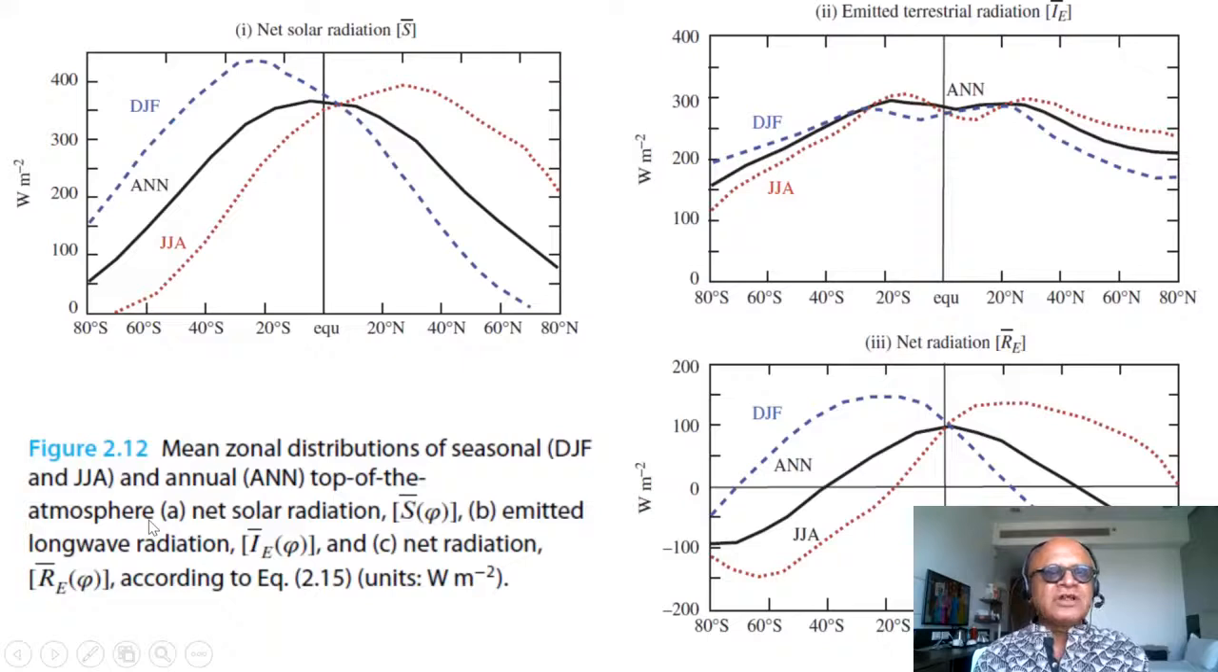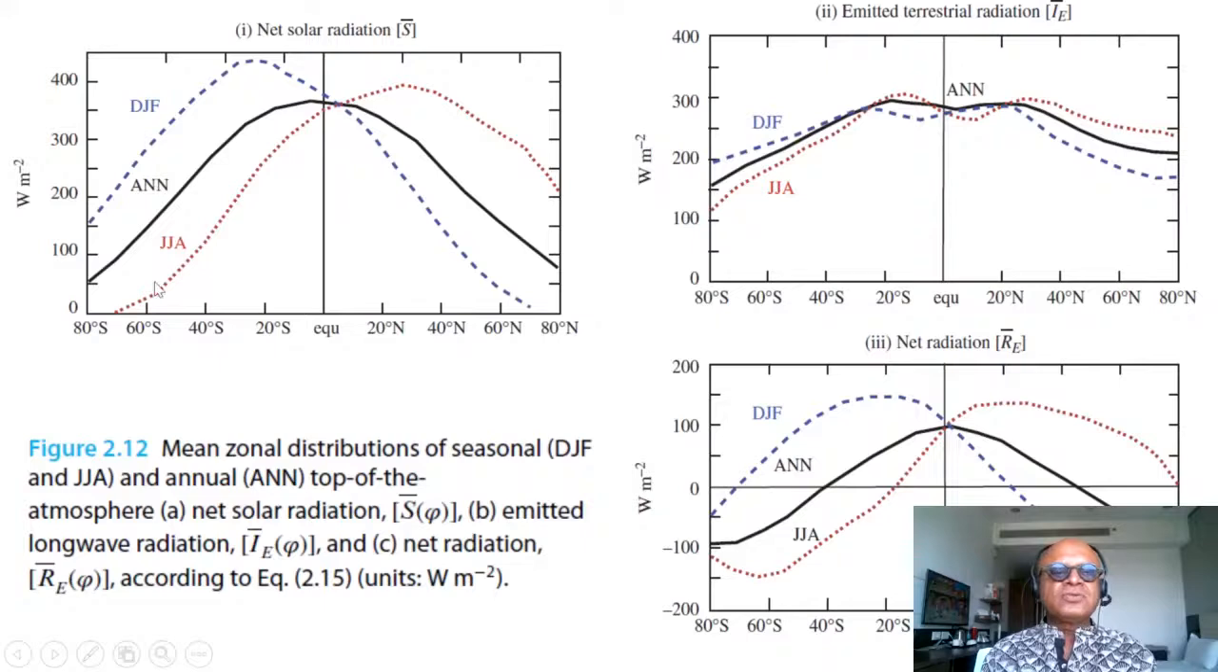top of the atmosphere net solar radiation here for December, January, February. Obviously the sun is to the south, and you are going to get a peak in the southern hemisphere, whereas for June, July, August the sun is in the north, so you're going to get a peak in the northern hemisphere. And you can again see the hemispheric asymmetries in terms of the radiation reaching the, this is top of the atmosphere. There shouldn't be any asymmetry there. So look at the annual mean.